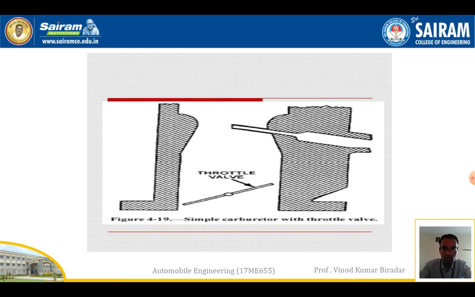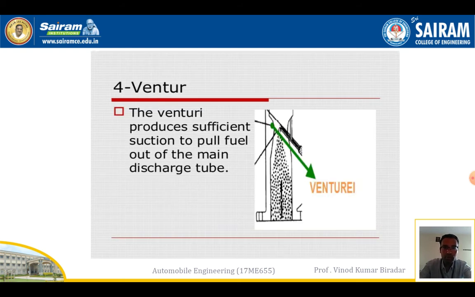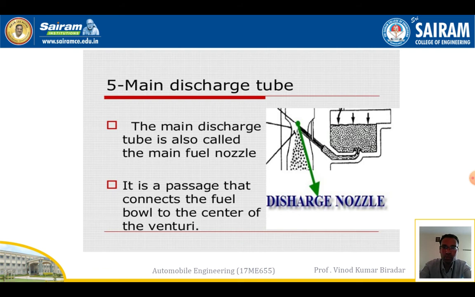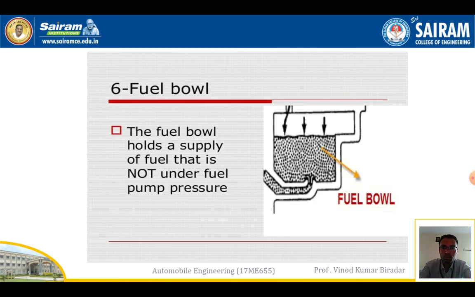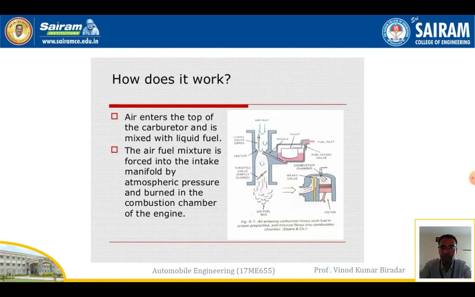This is the throttle valve in the diagram. The venturi means a small cross-section area that produces sufficient suction to pull the fuel out of the main discharge tube. The main discharge tube is a passage that connects the fuel bowl to the center of the venturi. It is also called the main fuel nozzle. As the name indicates, the fuel bowl holds the supply of fuel that is not under the fuel pump's pressure.